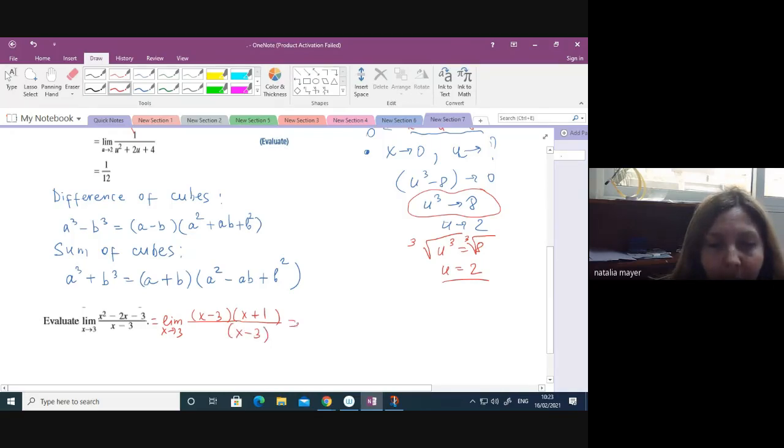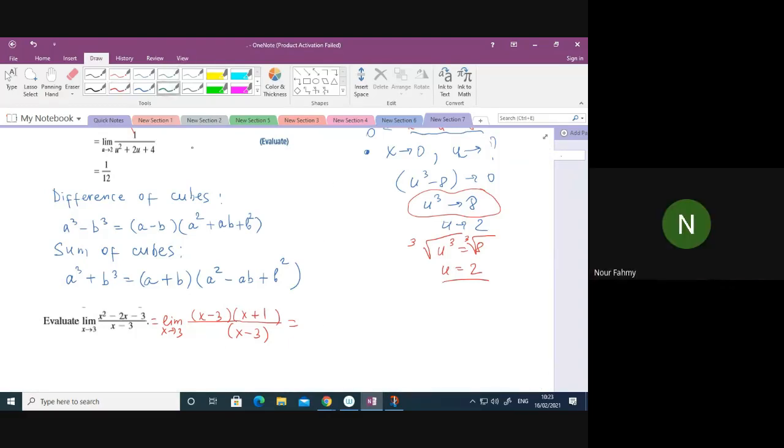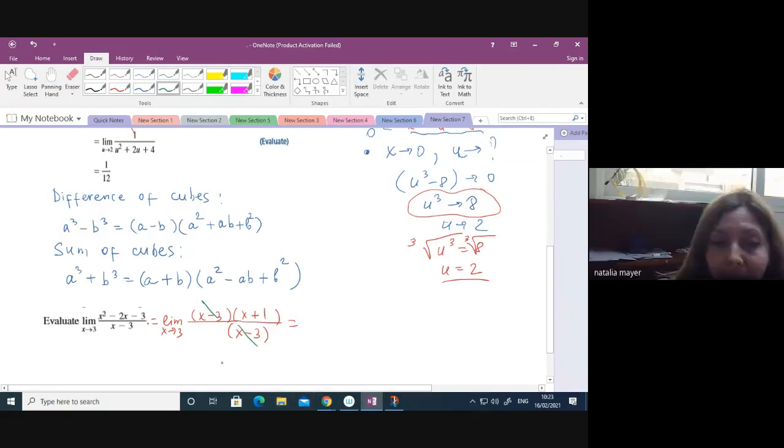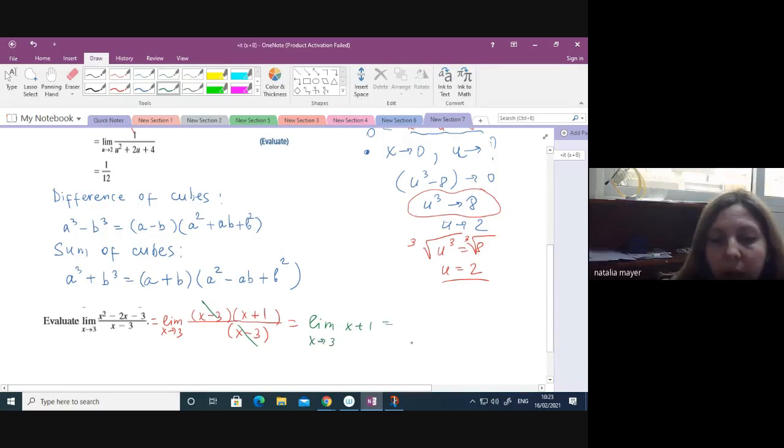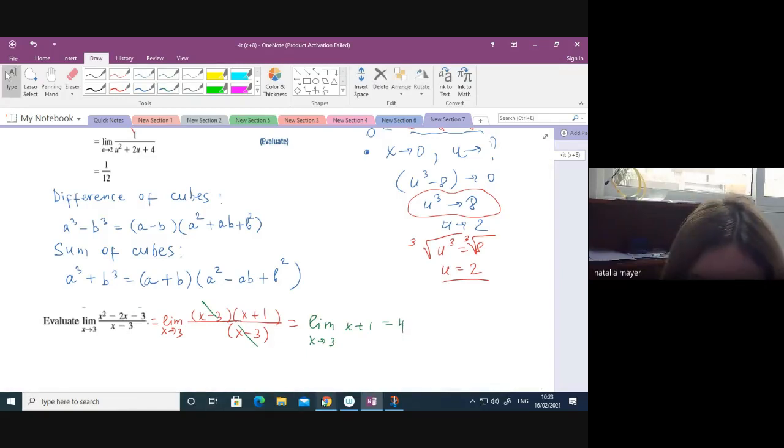What happened here? What can we apply? You can cancel out the x minus 3 on the numerator and denominator. And after that? It will be x plus 1. Yeah. And you can substitute 3 instead of x. Right. So what will be the value of this limit? 4. Good. That's it. You see, easy. Factoring is easy.